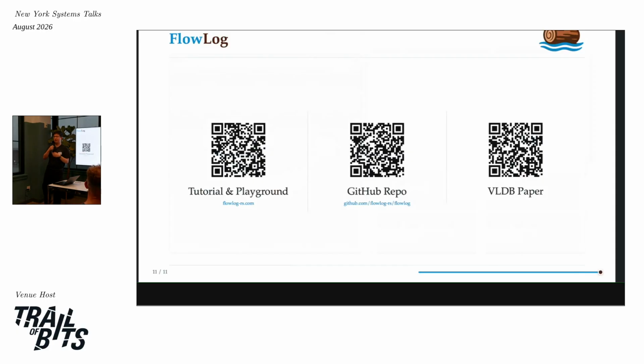And we have a paper in VLDB. This paper focuses more on how the Flowlog system side is designed, and how we empower good parallelism, and why we can support some features that other Datalog systems cannot.